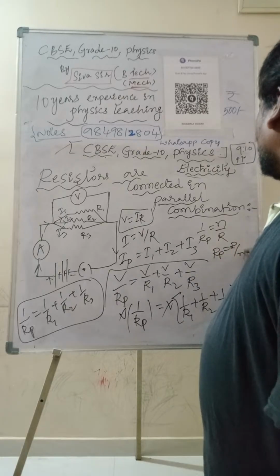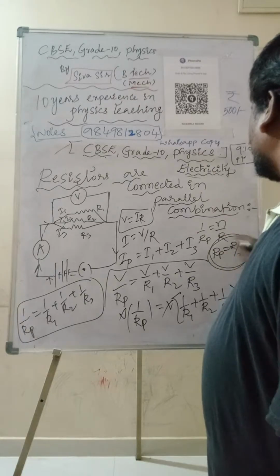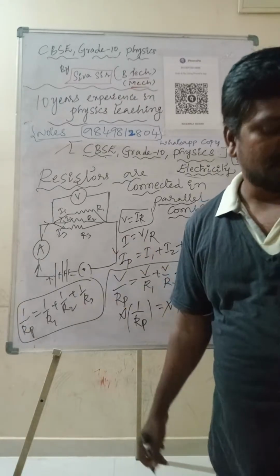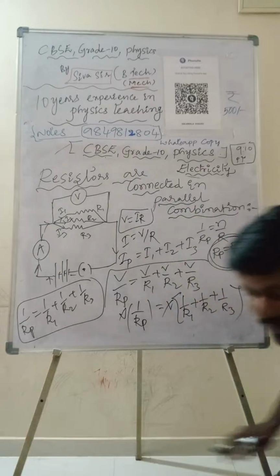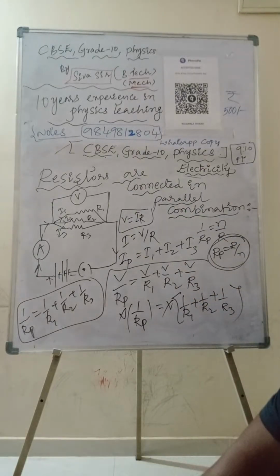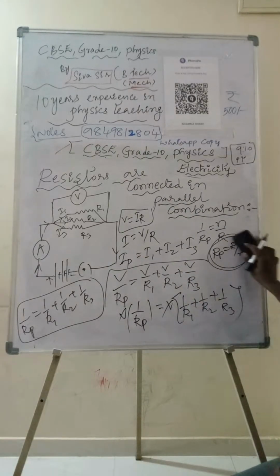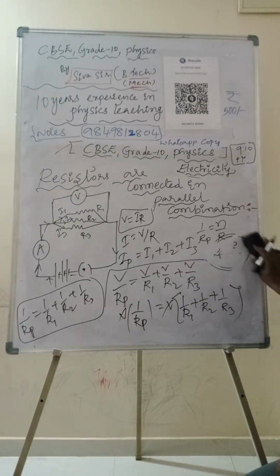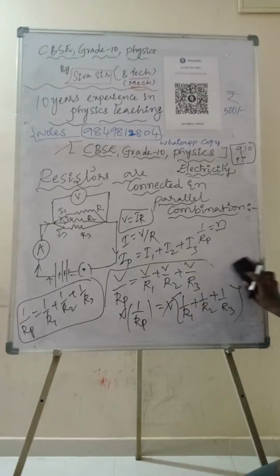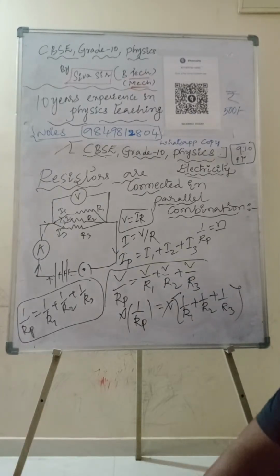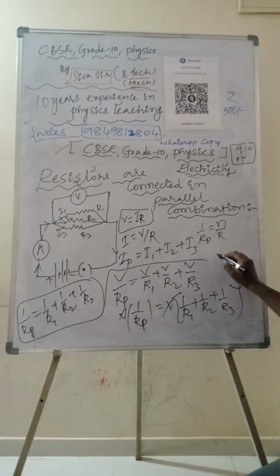This formula is very, very important. Problems related to it will also be asked, so make sure you note down this formula. 1 by RP equals n by R, so RP equals R by n. Note down this one.